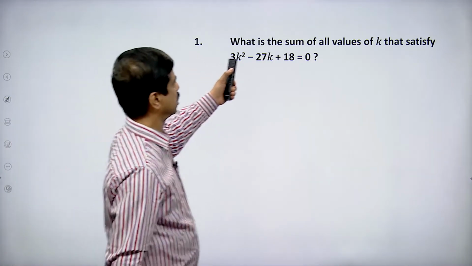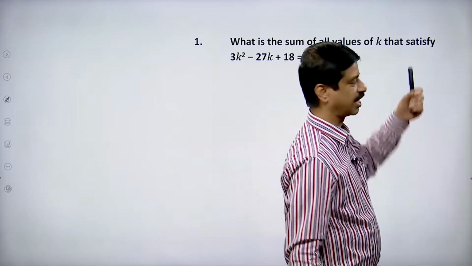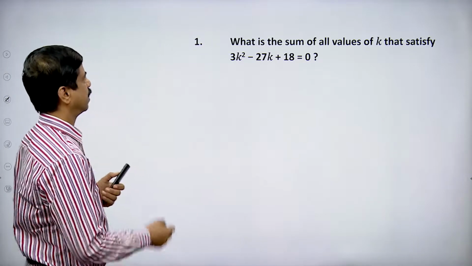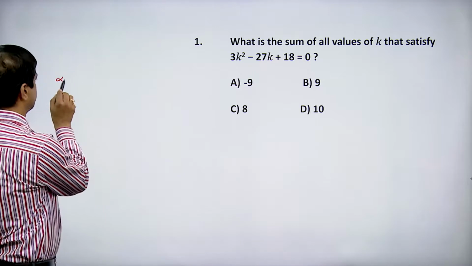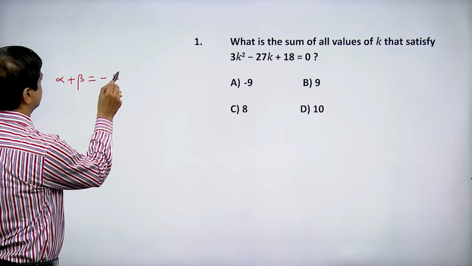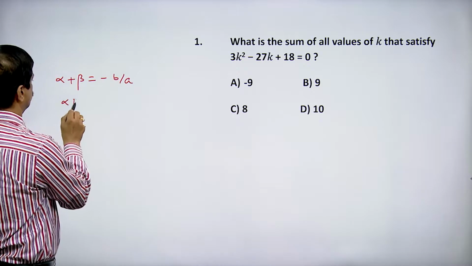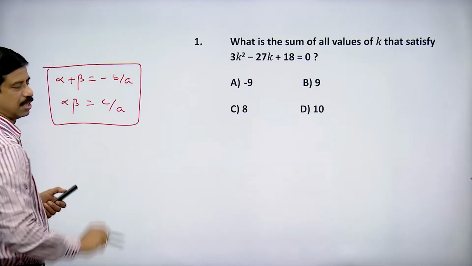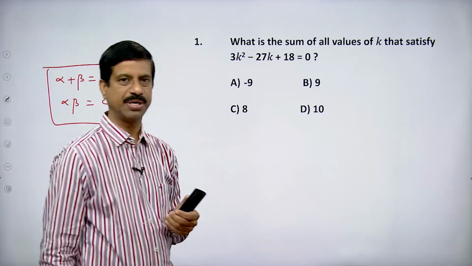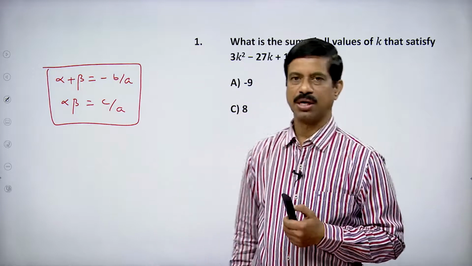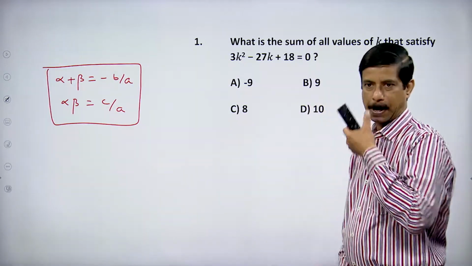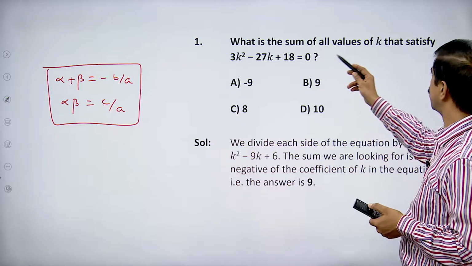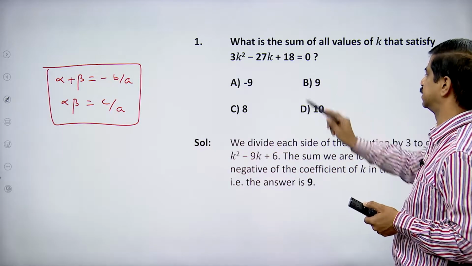So look at this. What is the sum of all values of k that satisfy this? There are other things too. The sum of the roots alpha plus beta is minus b by a. The product of roots is c by a. This also you need to note. This is a very, very important logic. The sum of roots is minus b by a if alpha and beta are the roots, and the product of roots is c by a. So now, what is the sum of all values of k that satisfy this, he says.